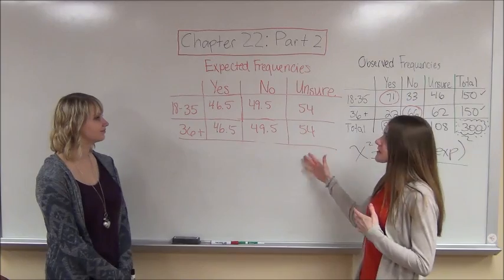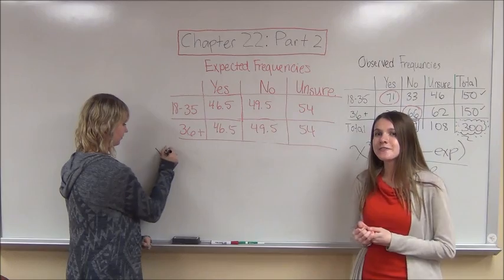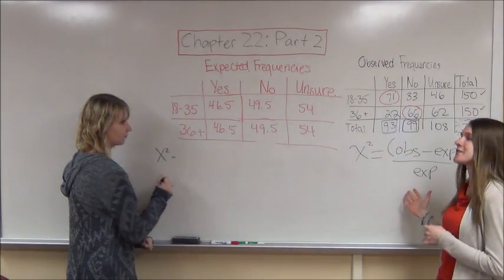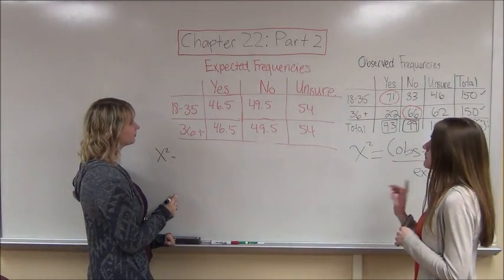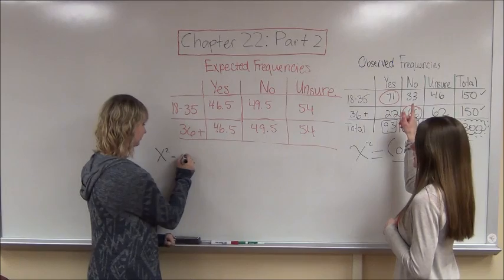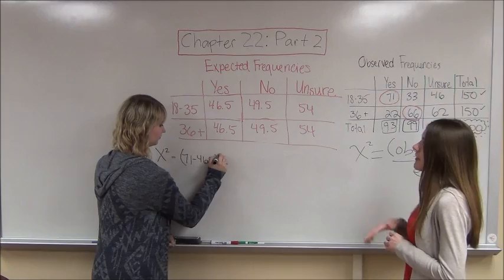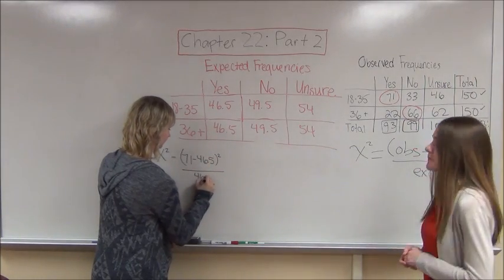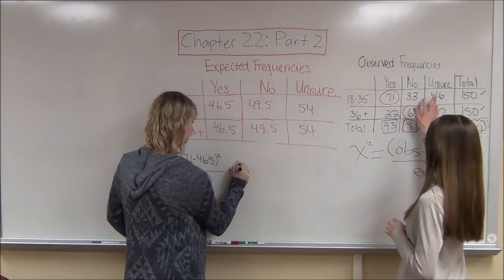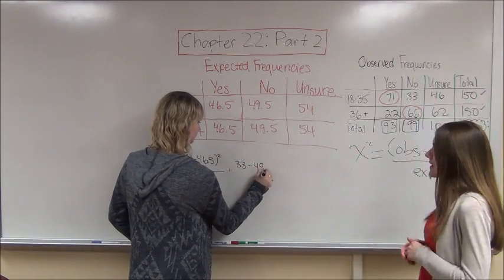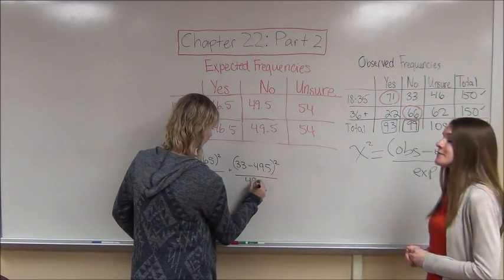Alright, so now that we have our expected frequencies and our observed frequencies, we can calculate the chi-square test statistic. In order to do that, we're going to use the formula that we discussed earlier. It'll be observed minus expected squared divided by the expected. So for the first one, we would do 71 minus 46.5 with all that squared and then dividing by 46.5. And then we will do it for the second one, so it would be 33 minus 49.5 with all that squared and then divided by 49.5.